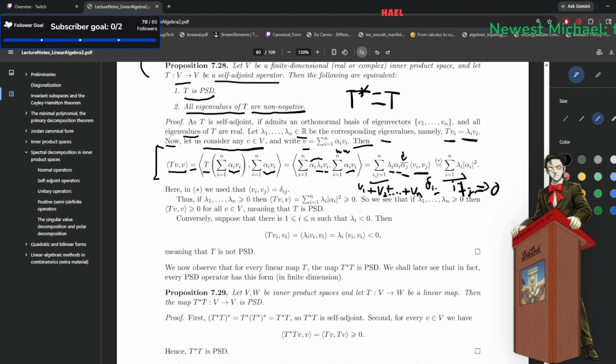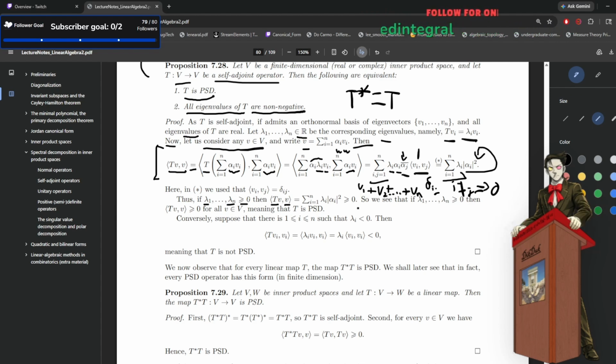So then we have the summation of lambda i times the absolute value of alpha i, squared. Remember, because an item times its conjugate is going to give you the absolute value of it squared. Here in the result, we use the inner product of vi and vj, which is given by the Kronecker delta. Thus, if lambda 1 through lambda n are greater or equal to 0, then the inner product of Tv with v is equal to, and mind you, by the way, this is going to be equal to 1 where it's not equal to 0. So when you multiply this by 1, you're only going to get these values in the summation. I must have forgotten to explain it earlier.